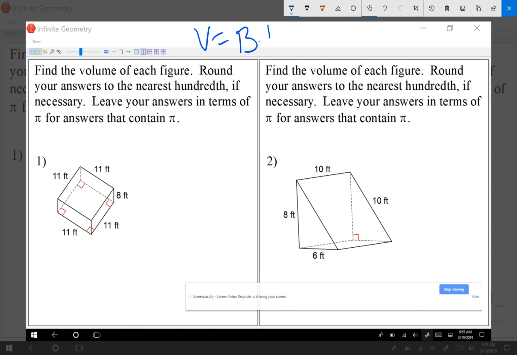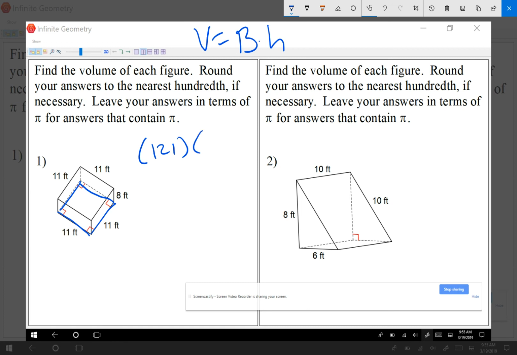Now let's take a look at our homework, how we're going to see it. Volume is the area of the base times height. We saw in surface area what a base is. So looking at question number 1, the base is a rectangle. We know how to get the area of a rectangle. In this case, the measurements are 11 by 11. So I'm going to say the area of the base is 121. Right? All I did was 11 times 11.